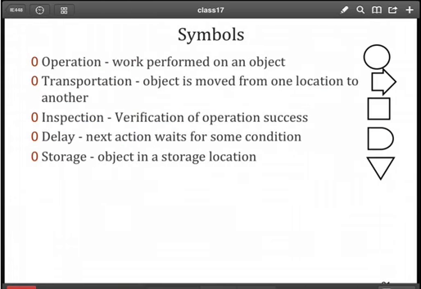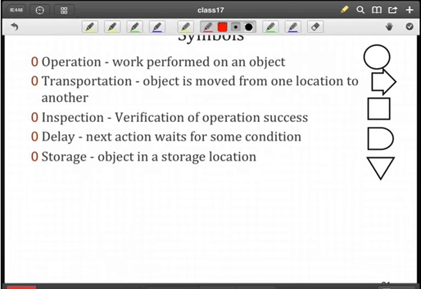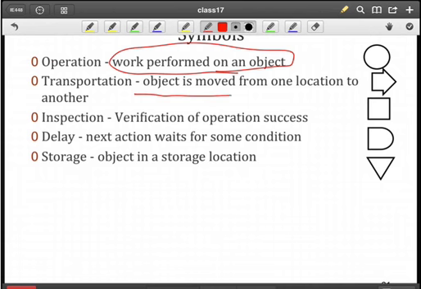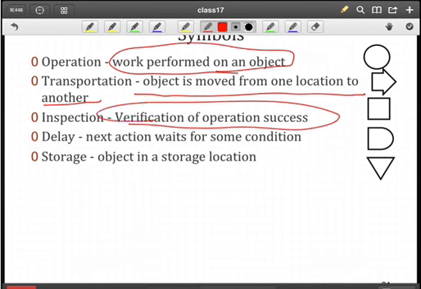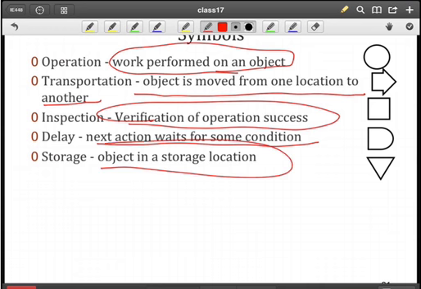The operation, again, just for review, represents some type of value adding. That's the core of the manufacturing system. Your transfer, transportation, again, moving from one location to the next. Inspection, verification that your value adding operation was successful. Delay, the next action is waiting for some condition. And then we have an object sitting in storage. Note that out of all of these, we have 4 types or 4 classes of non-value adding. Again, the circle only represents those processes where we are adding value to the product.